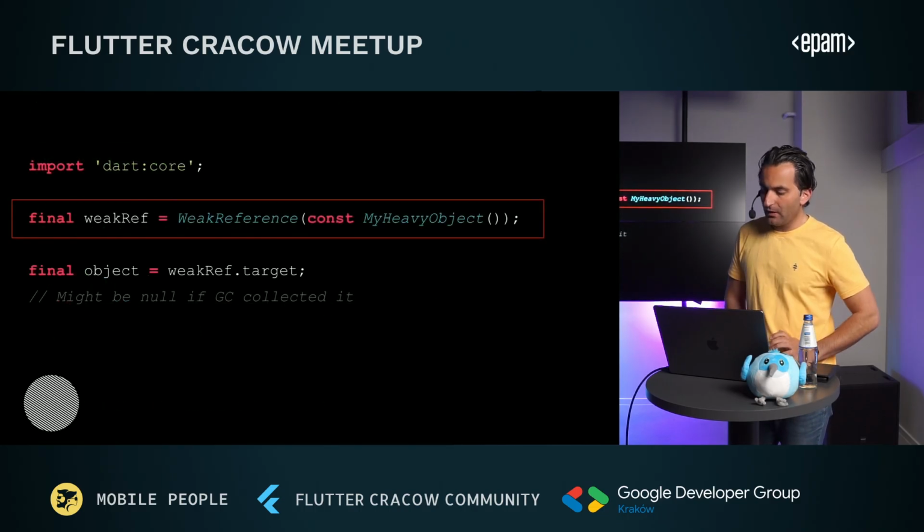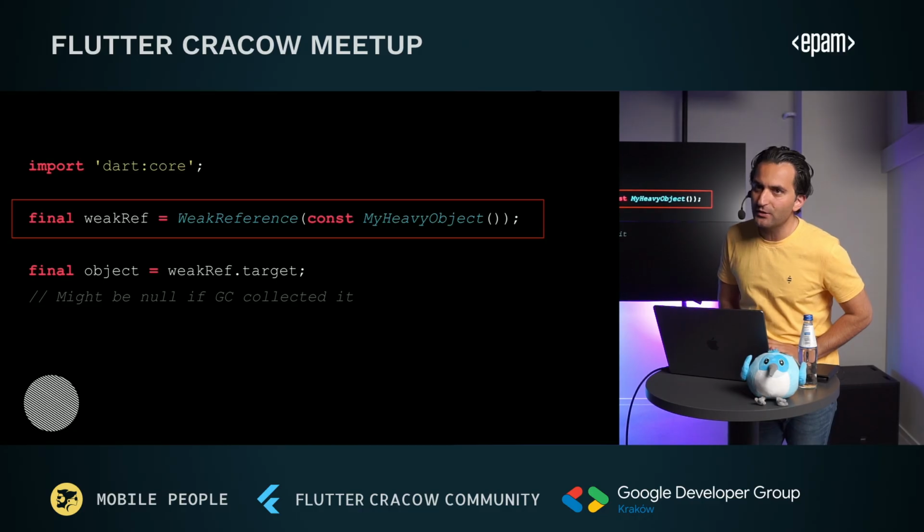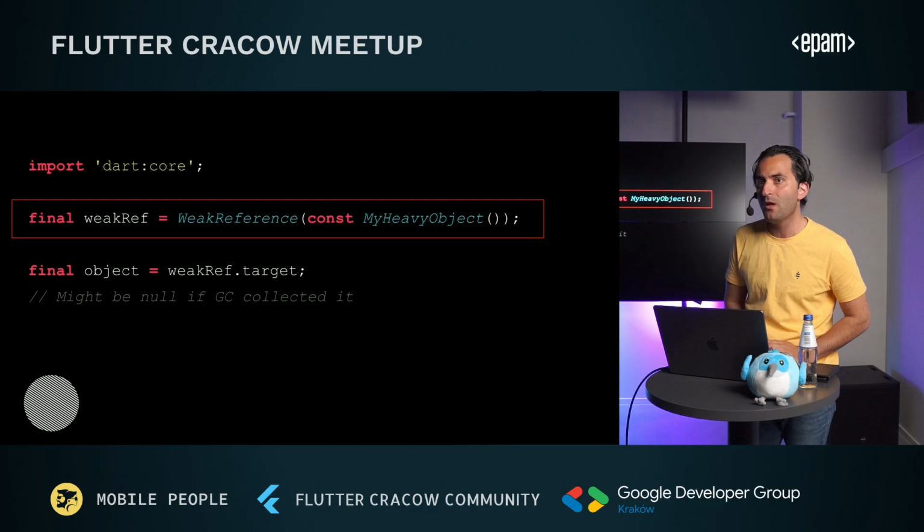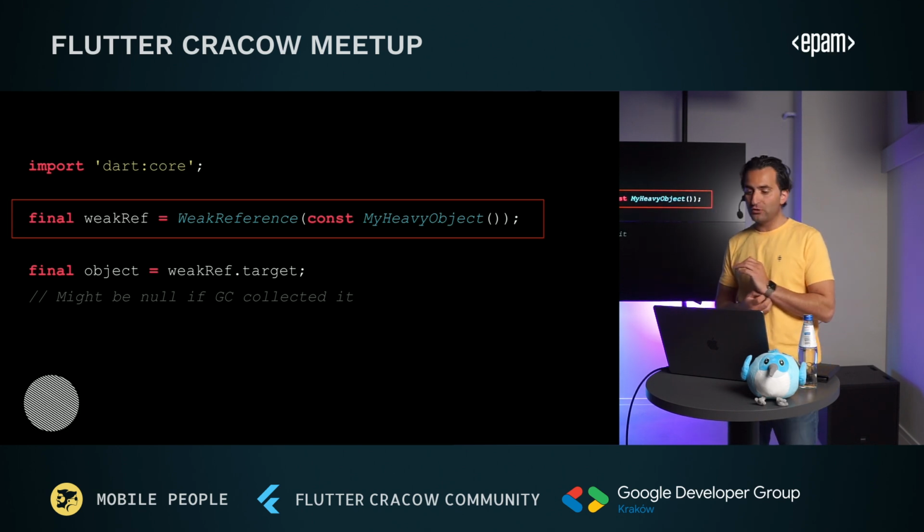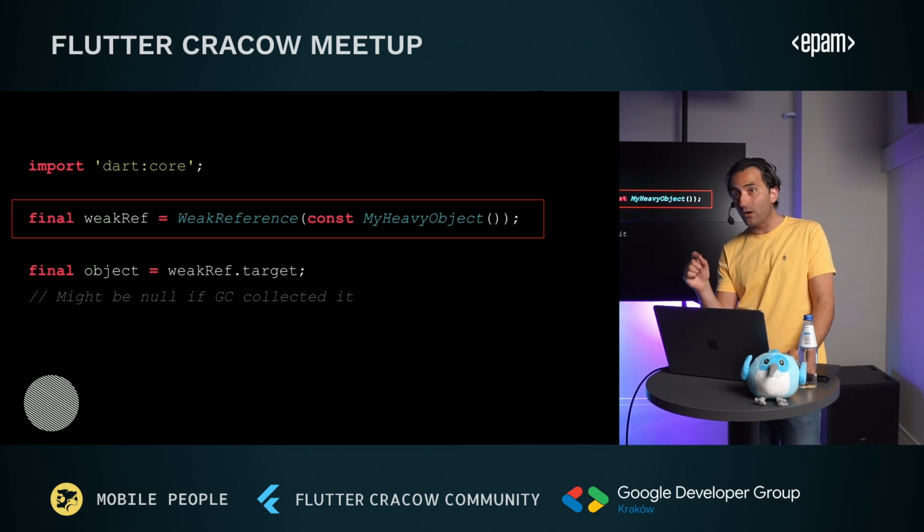Another way to create those objects, to make sure the Dart VM can garbage collect them at any time, is using weak reference. Have you ever used weak reference before? No. Well, that's good. At least you learned something today. The weak reference lets you keep a reference to an object without, and that is very important, without preventing the Dart VM from garbage collecting it.